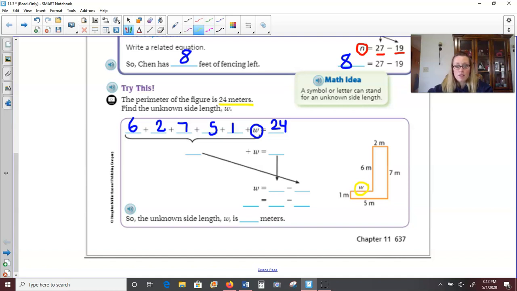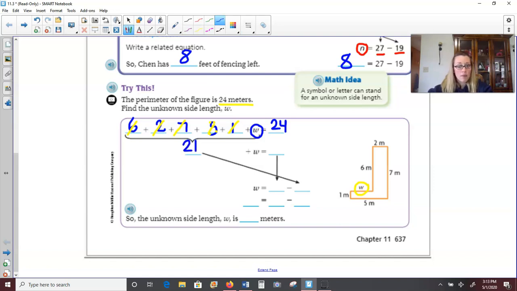Let's see here. Let's do 2 plus 1 is 3. 3 plus 7 is 10. Plus 6 more is 16. And then the 5, 17, 18, 19, 20, 21. So this equals 21. Okay.